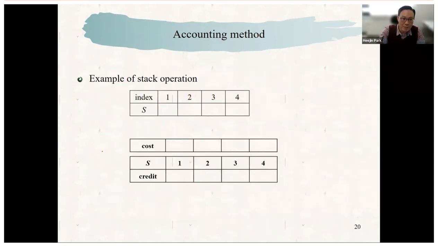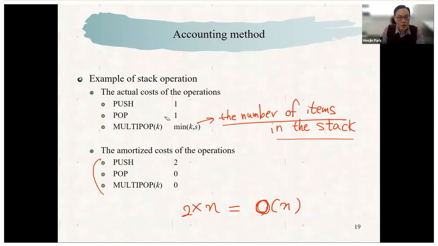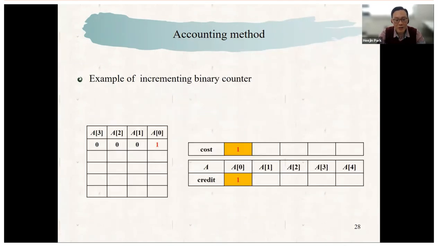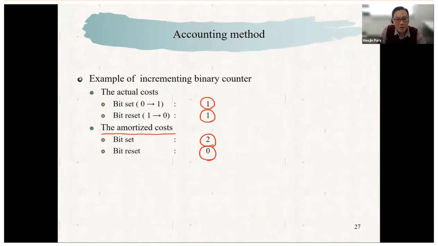So let's get back to the stack example. In this case, the actual cost for push and pop are all 1s. But in this case, the cost for pop is 0 and the cost for push is 2. So actually, the pop cost is prepaid by push. So that's the main idea of this amortized analysis. And a similar idea is applied to this case. The bit reset cost is prepaid by the bit set cost, since we can reset a bit if and only if the bit is set. This idea is similar to the idea that the pop can be performed if and only if the push is performed in advance.